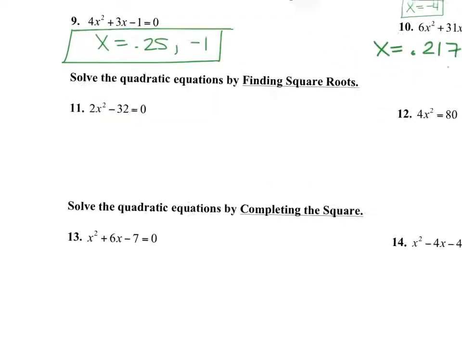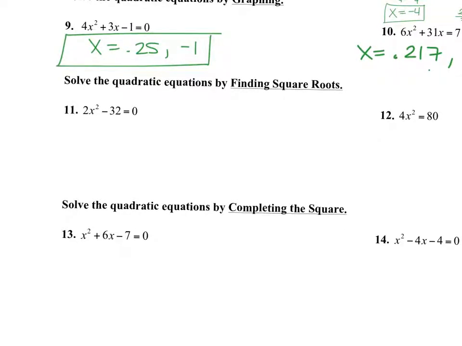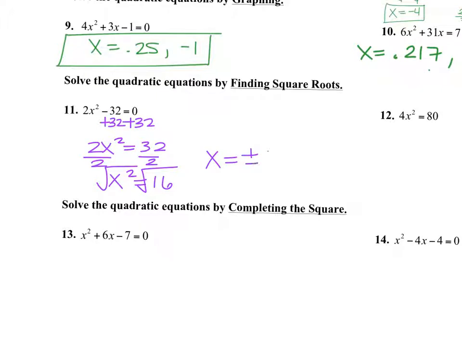All right, finding square roots. This one's my favorite. What do you do here? Don't take out the 2 first. Add 32. You want to isolate, right? So add 32 to both sides. So 2x squared equals 32. Divide by 2. So x squared equals 16. Now you square root. What do you have to make sure of on this one? Plus or minus. Okay? Plus or minus 4.